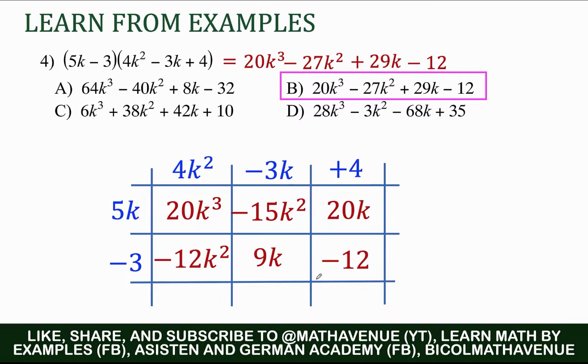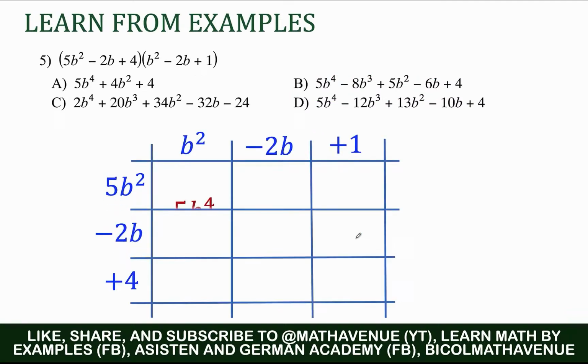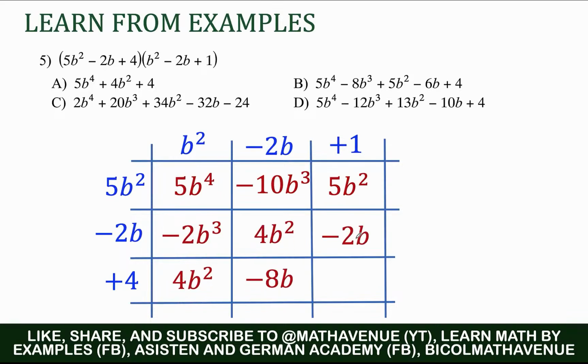With the tabular method, it's very clear. If you forget something, there's a hole in your table. Next, we have here a trinomial times another trinomial. So the same procedure. Multiply them pair by pair. And once you have these 9 partial products, look for like terms. So we copy 5b to the 4th.